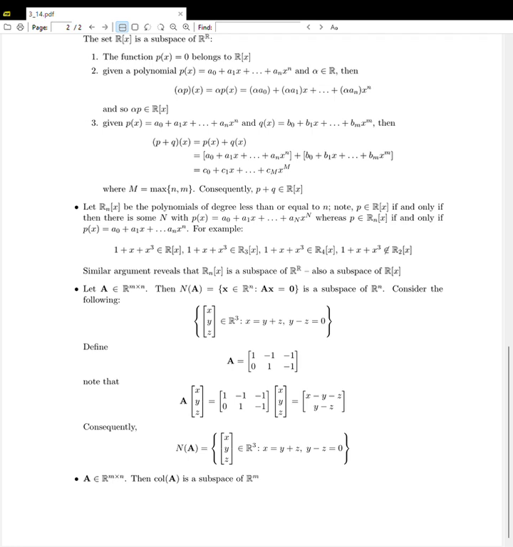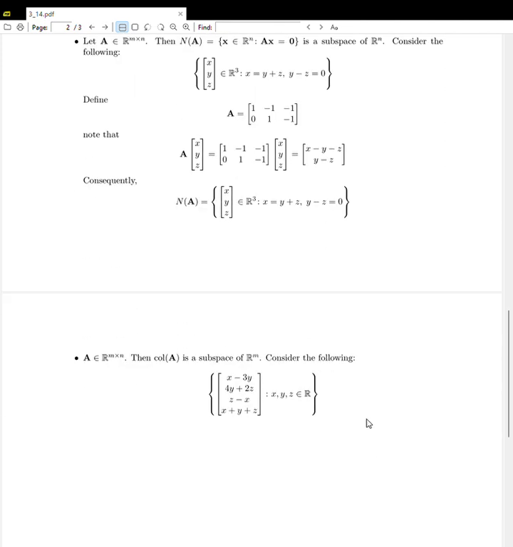Alright, let's do x minus 3y, let's do 4y plus 2z, let's do z minus x, and then let's add them all up. Alright. Sweet. So now let's consider the following construct.